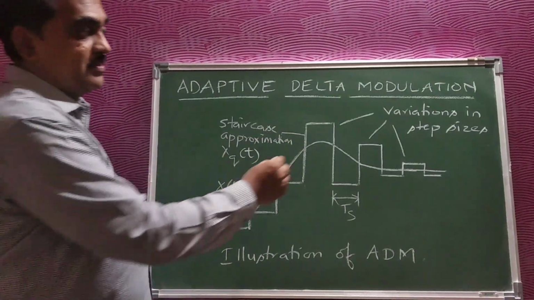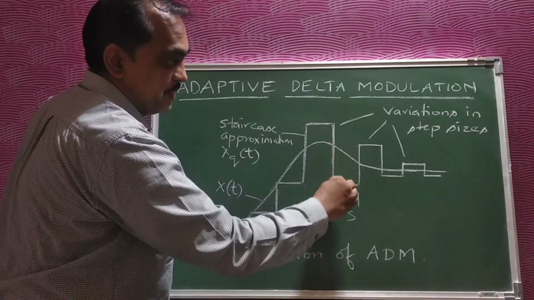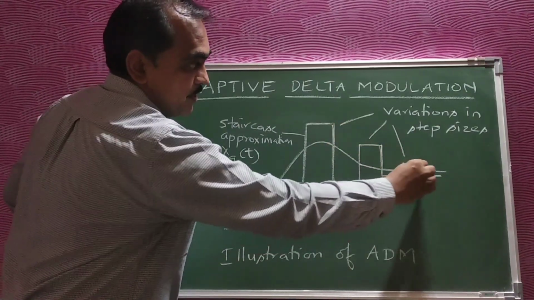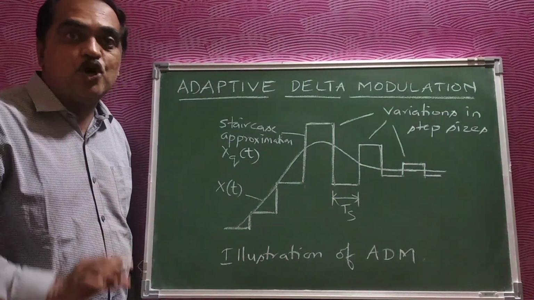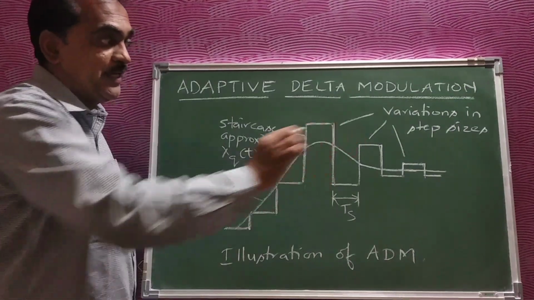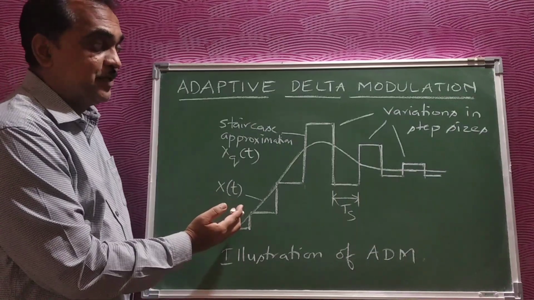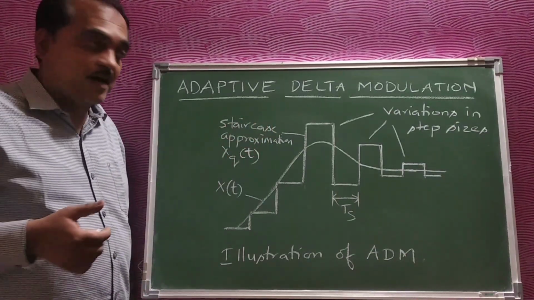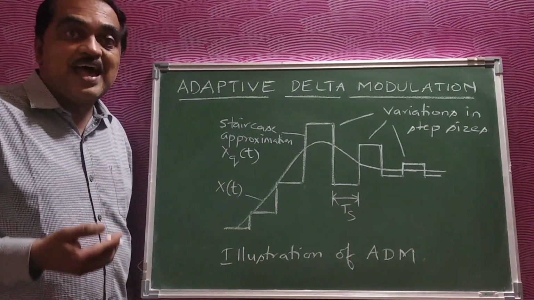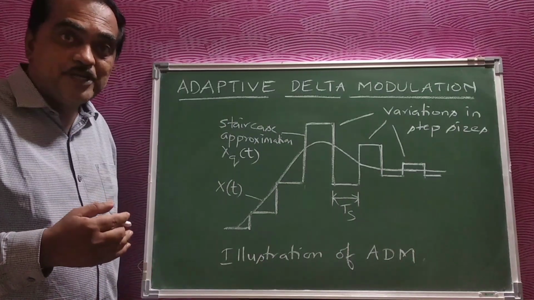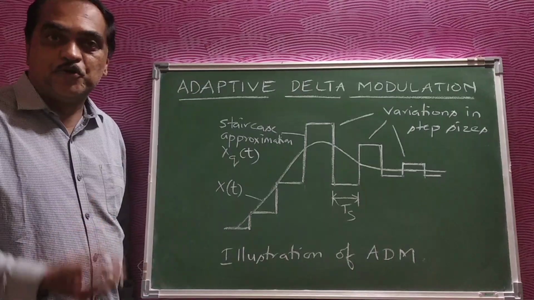And similarly, when the signal is not varying, you can see this step size, this step size, this step size, the step size is going on becoming small. So if the signal is not varying, the step size delta is becoming small. If the signal is becoming very steep, the step size delta is becoming very large. So it is increasing and decreasing as the signal is varying. So it is adapting to the variation of the signal. Here it is called adaptive delta modulation.